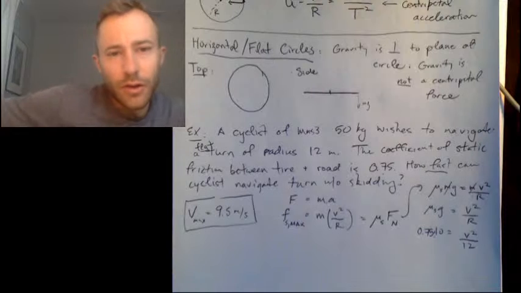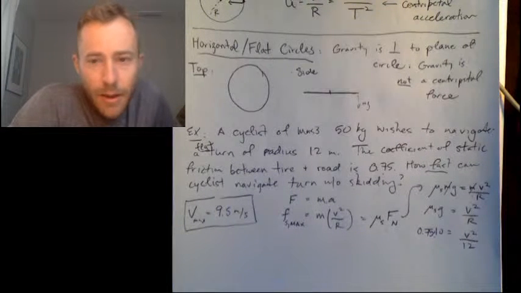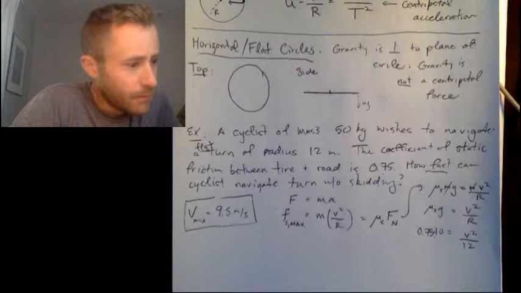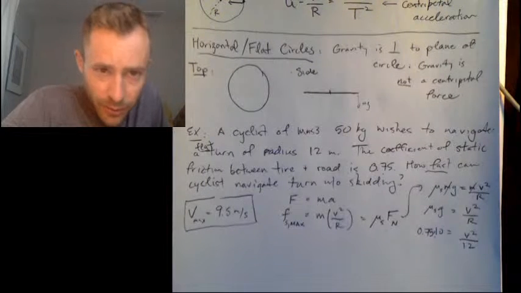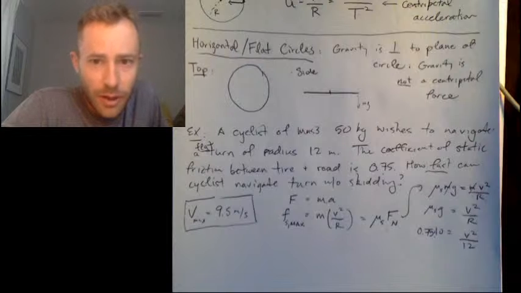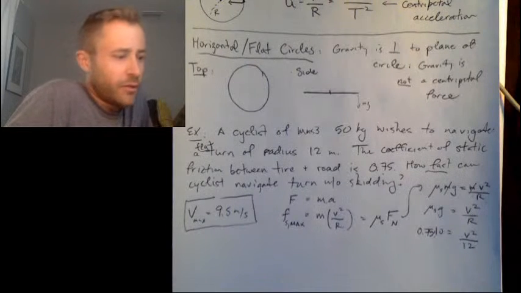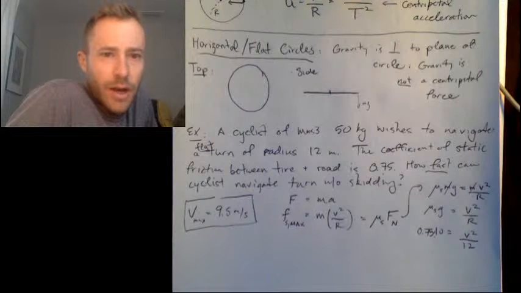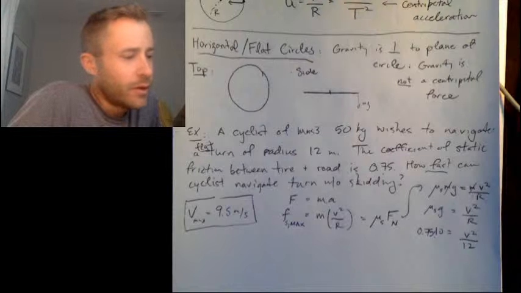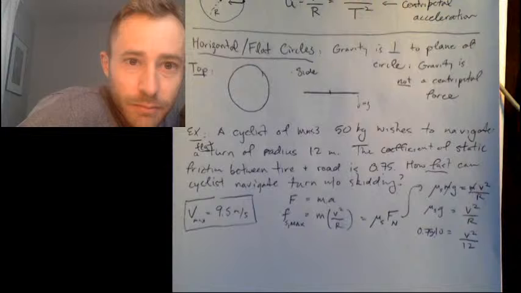Okay, so this analysis is completely general. It doesn't have to be a cyclist. It could be a car on a freeway, for example. So I want you to type it into the chat if you know the answer. What are some different things that might affect the coefficient of static friction between tire and road?